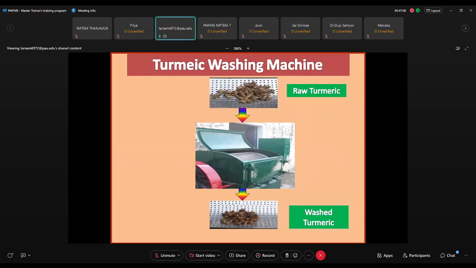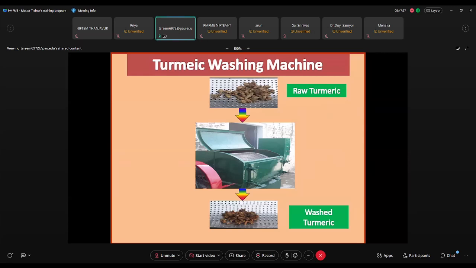Washing means removal of the upper impurities, soil, etc., from the crude or raw turmeric, and polishing is removal of the outer layer of the dried turmeric. For drying of turmeric, I have already shown you the solar dryers. So we have developed almost all the machines for turmeric processing. One is the washing machine we have developed. Then there is the drying system.